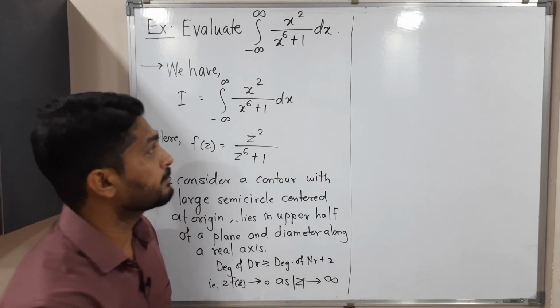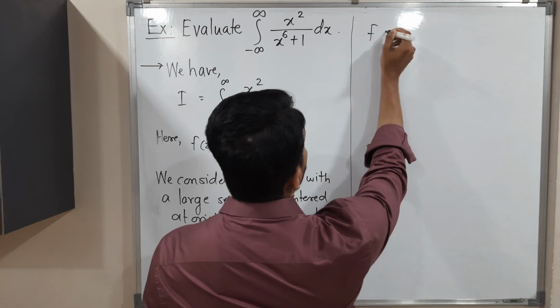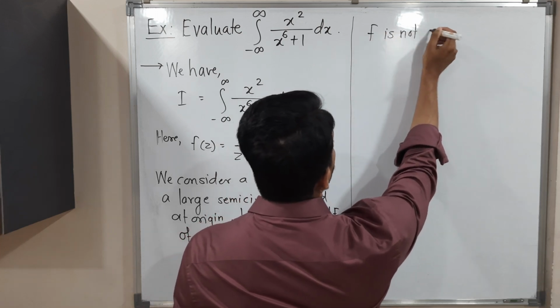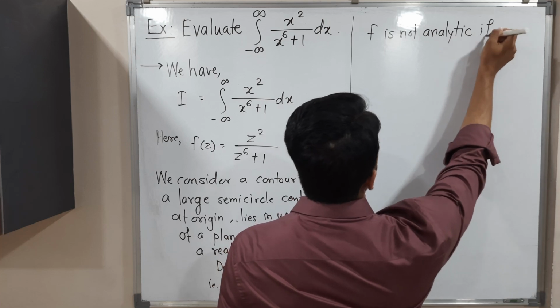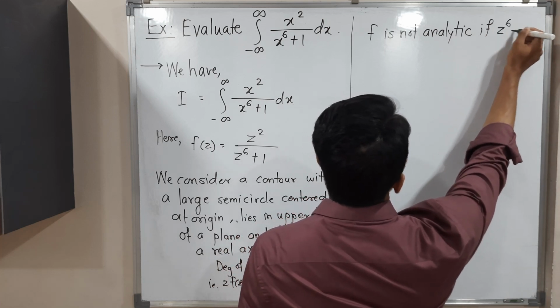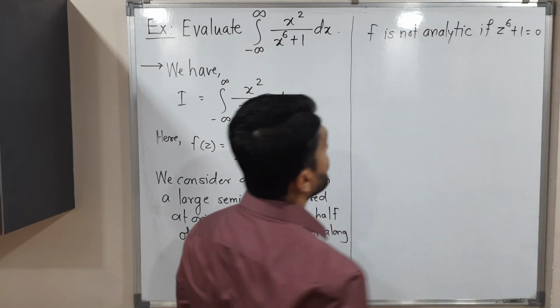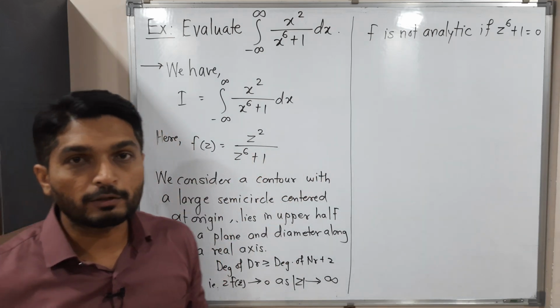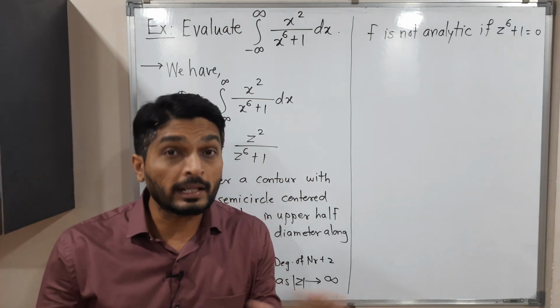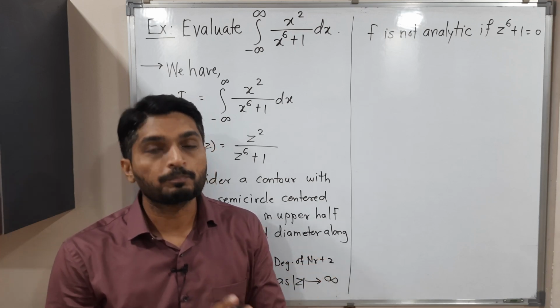So that's why I will simply mention f is not analytic if the denominator, that means z raised to 6 plus 1, is equal to 0. When z raised to 6 plus 1 is 0, that means the denominator will be 0 and the function won't be analytic, and we get a singular point, right?